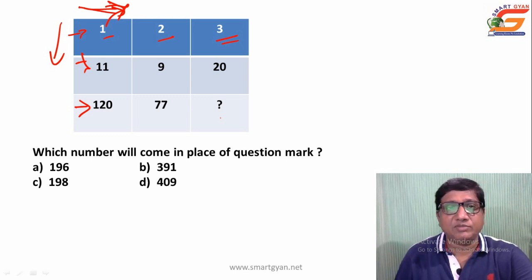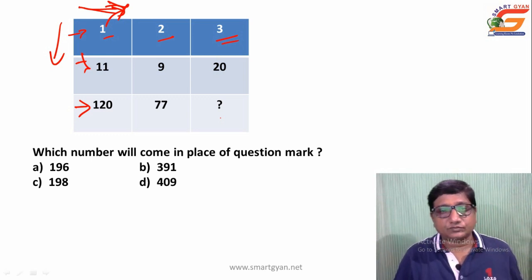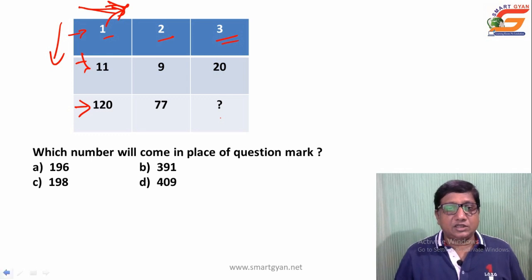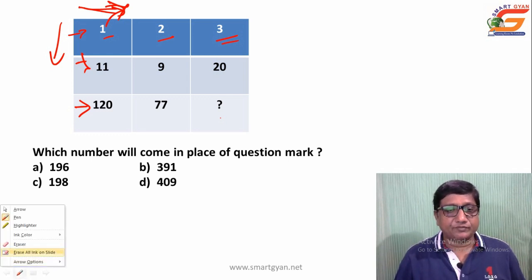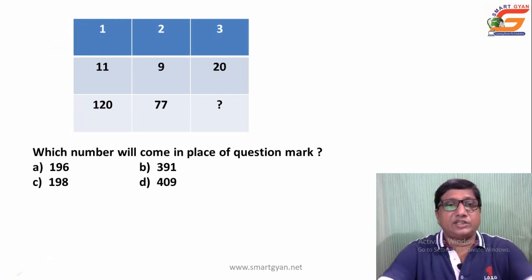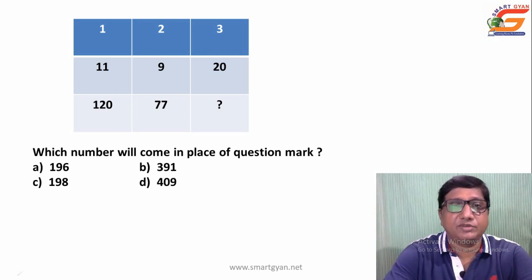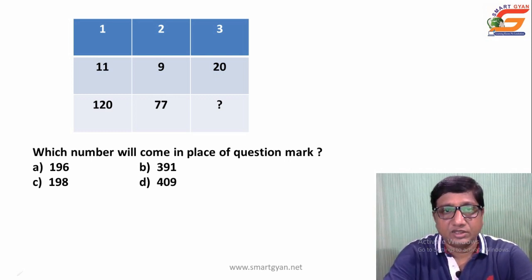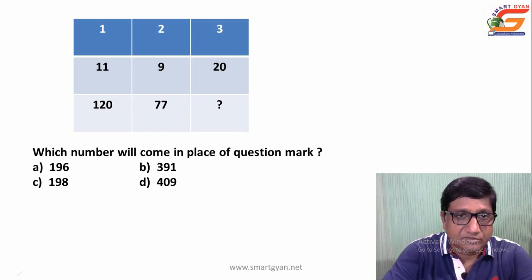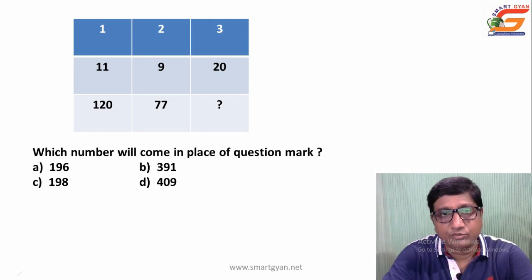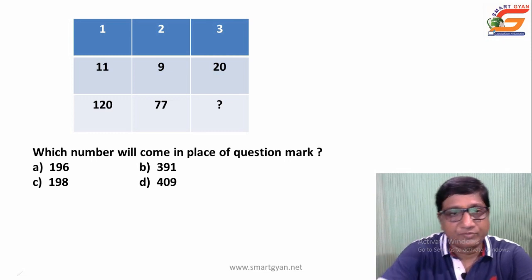So what can be here? Let us check. How can you find 120 from this? If it is not possible row wise, then think column wise. If you think of column wise, what is the relationship between 11 and 1? 11, anyway you multiply with 1, it cannot give you 120.